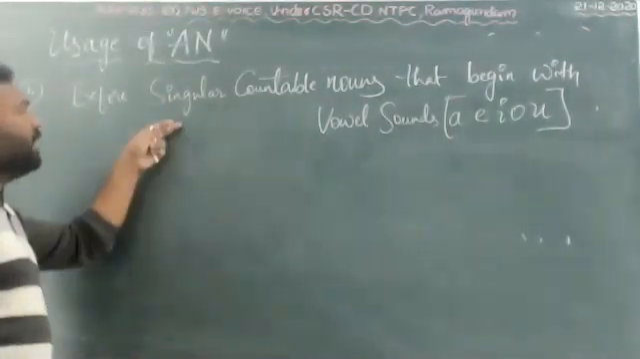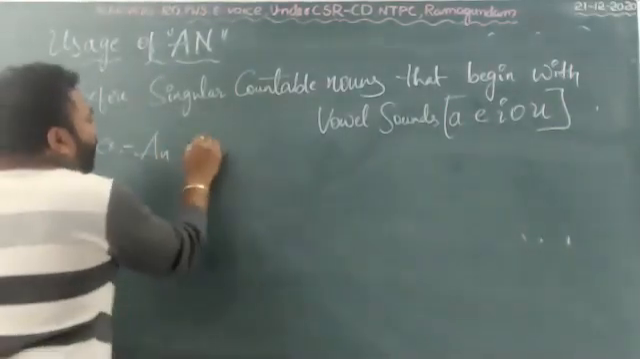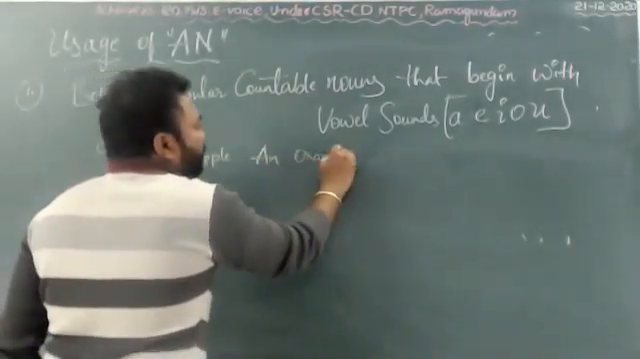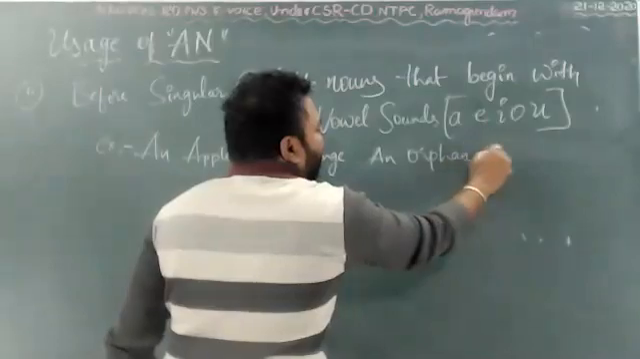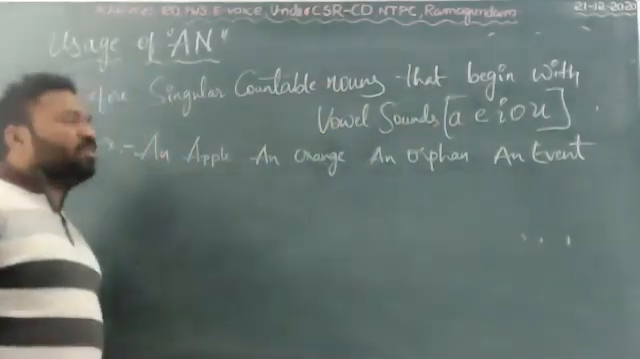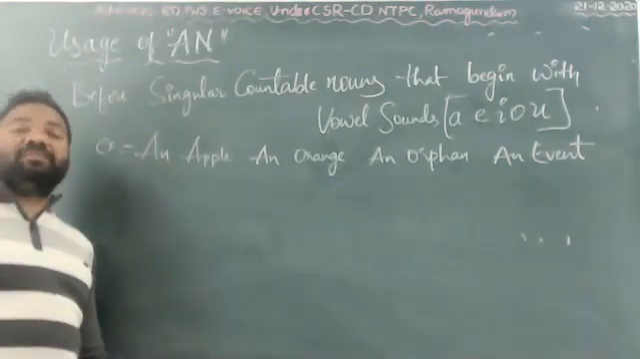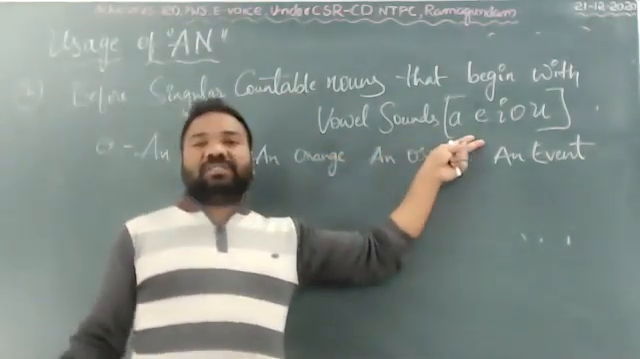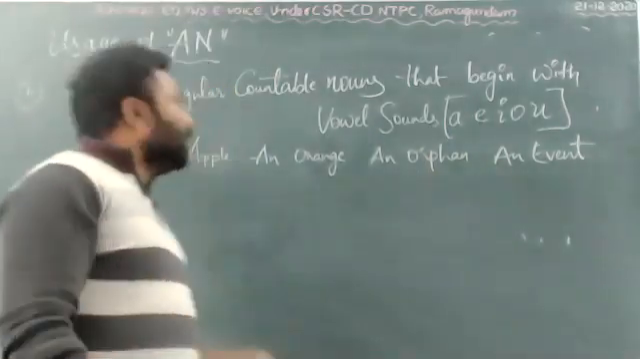So here are the examples that I'm going to write: an apple, an orange, an orphan, an event. These are all the finest examples: an airplane, an owl, an ice cream, an iPad, an iPod, whatever. A, E, I, O, U. These sounds matter here, not exactly the letters, students. All right. So next case.